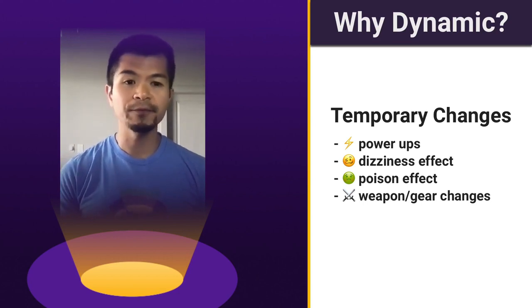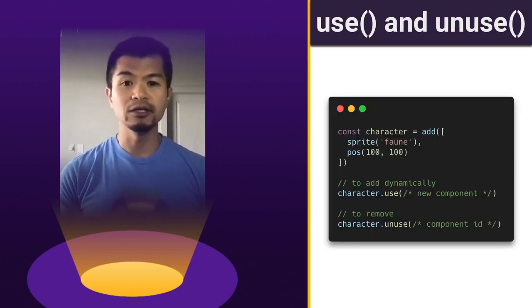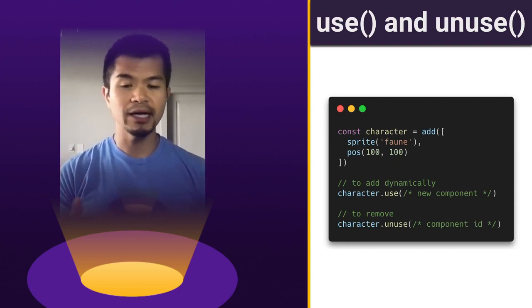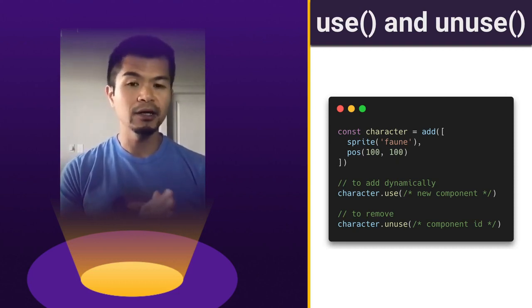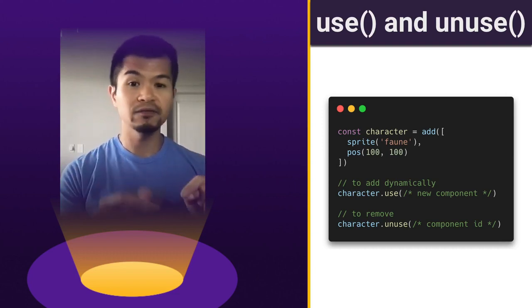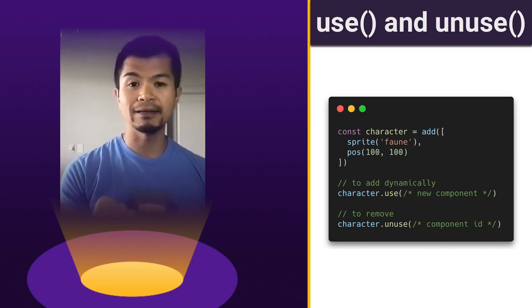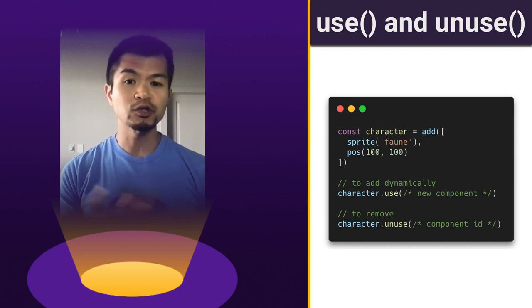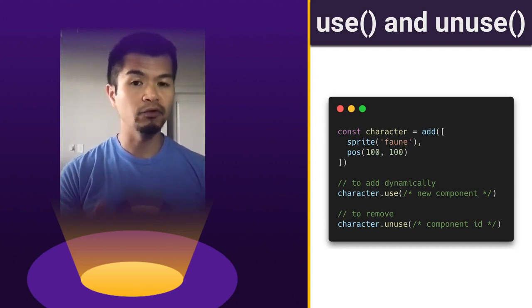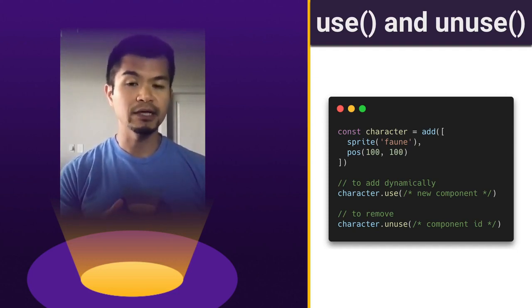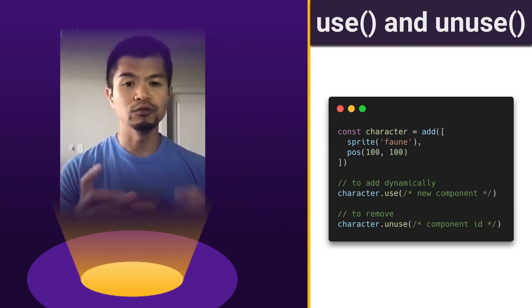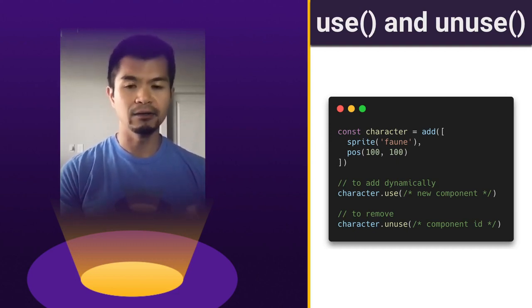Now we can do that in Kaboom using the use and unuse functions. So here's an example. We create this character. This is our Fane character. The code for this video is actually from our character movement and animation video, so be sure to check out that video if you haven't already, to get a feel for how we set everything up for the movement. That's what we're going to be using in this video to demonstrate adding and removing components.